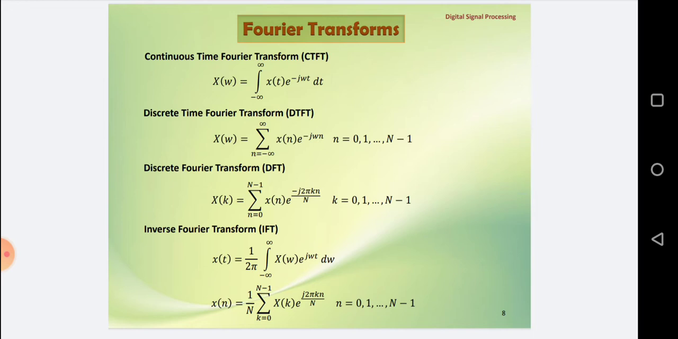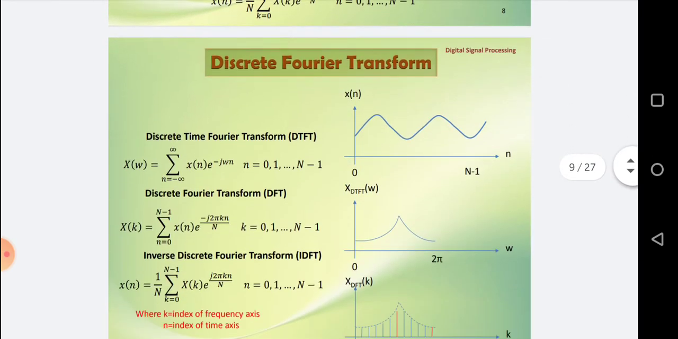So the next formula is for the inverse Fourier transform. If it is a continuous signal, then x of t is equal to 1 upon 2 pi integration over the range minus infinity to infinity x of omega e raised to j omega t d omega, and x of n is equal to 1 by capital N summation k 0 to N minus 1 x of k into e raised to j 2 pi k n by capital N, where n ranges from 0 to N minus 1.